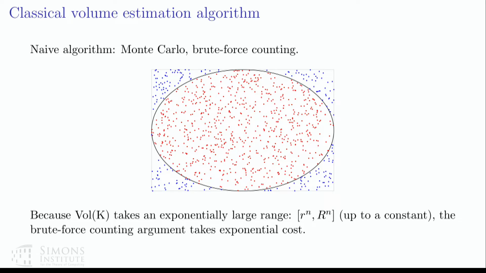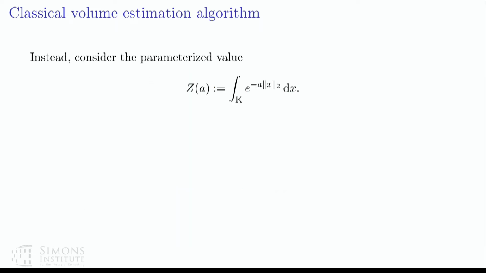This is really like an exponentially large range, and probably a brute force counting argument will take exponential calls and doesn't work well in practice. So instead, what is the strategy that we are going to use here? Maybe we want to consider some parameterized value like this. What is the motivation for considering this kind of partition function?